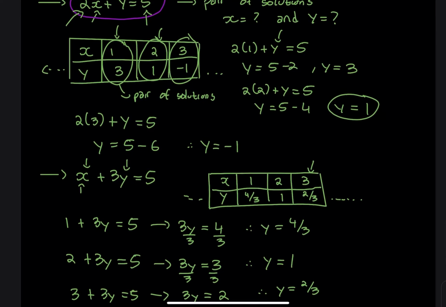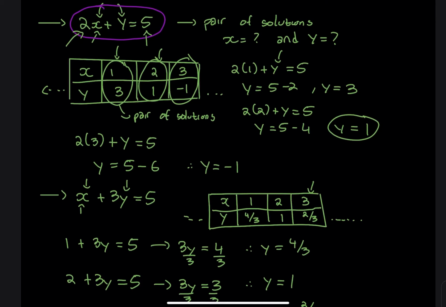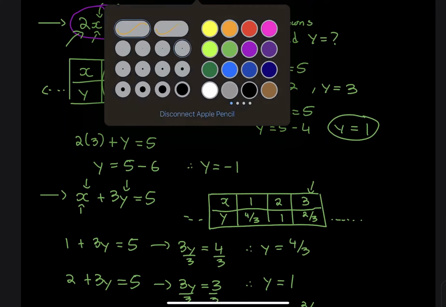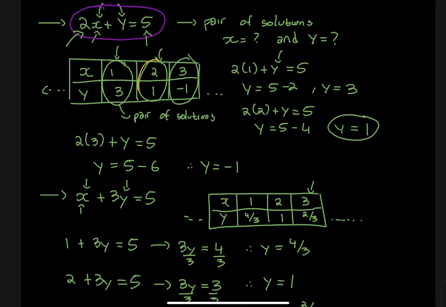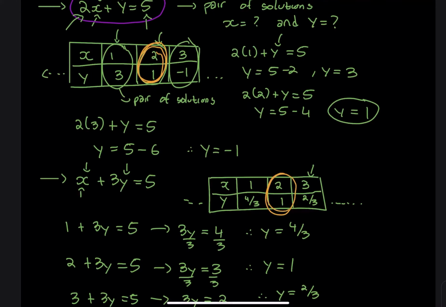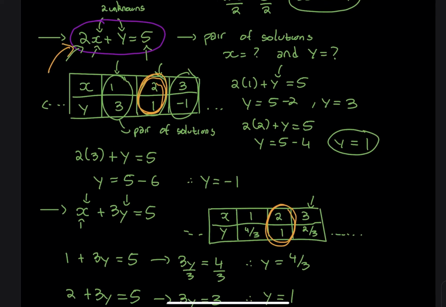Now, if I was to look at both of these equations and the solutions for both of these equations, both of these equations have solutions that solve them both simultaneously. If you look at this solution here, 2 and 1, this pair of solutions solves this equation and this equation simultaneously, right? So that would be your pair of solutions.